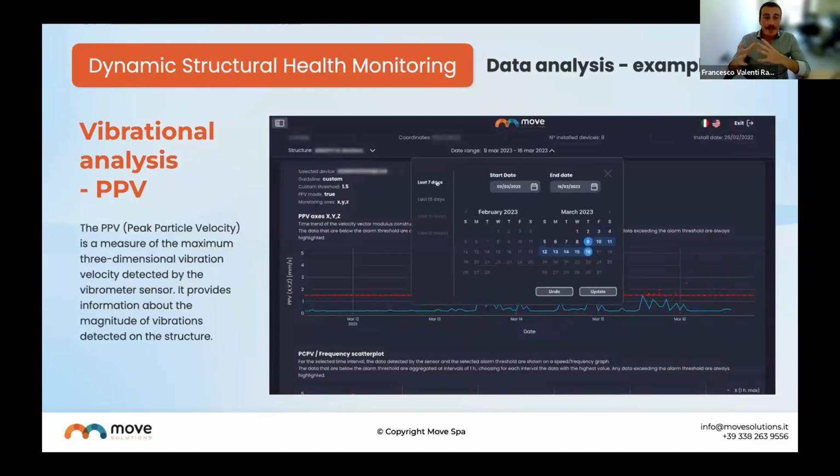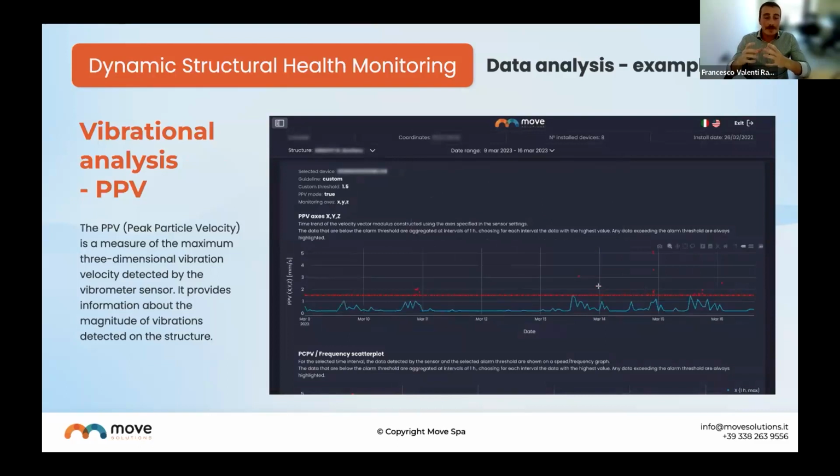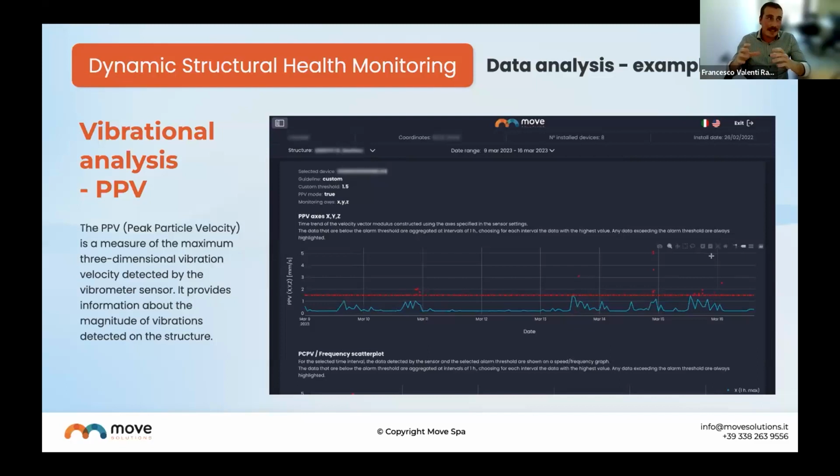The PPV is a measure of the maximum 3-dimensional vibration velocity detected by the vibrometer sensors. So the PPV is measured in millimeters per second and provides information about the magnitude of the vibration that is detected on the structure from our vibrometer.